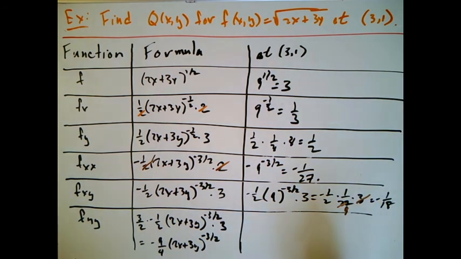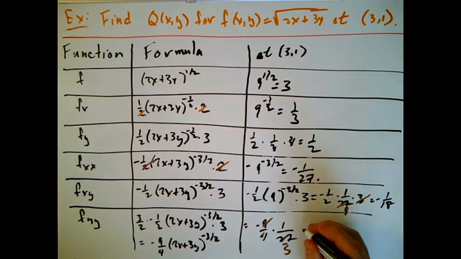And now I think maybe the only messy one, when I plug in x equals 3 and y equals 1, I'm going to get minus 9/4 times 1/27th, and a 9 cancels and a 3 is left. And so what I'm left with here is equal to minus 1/12.